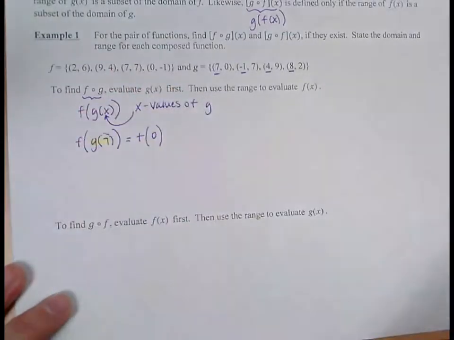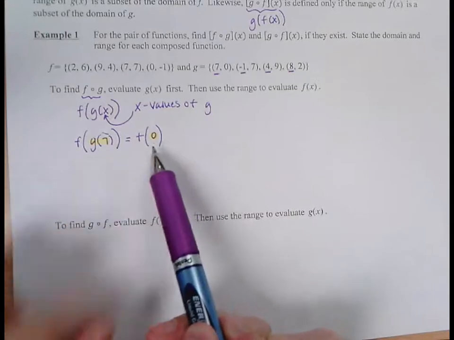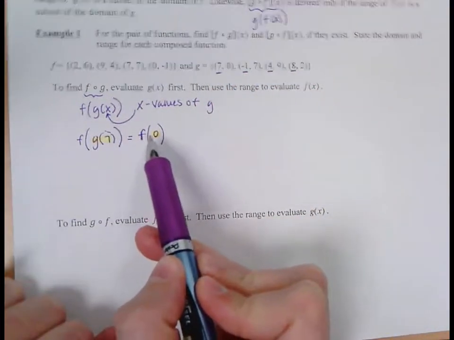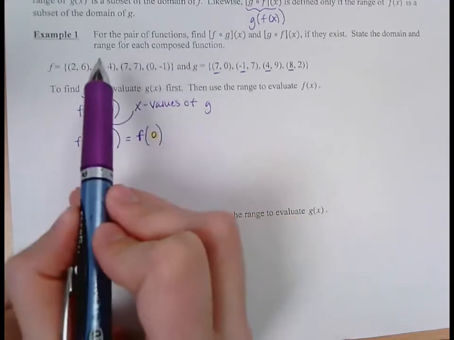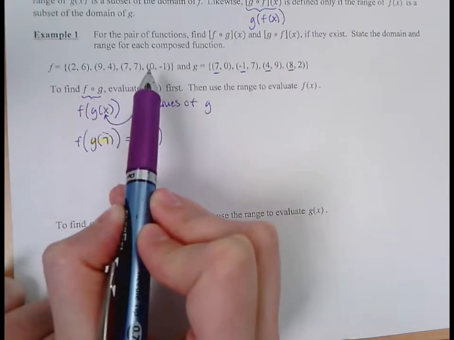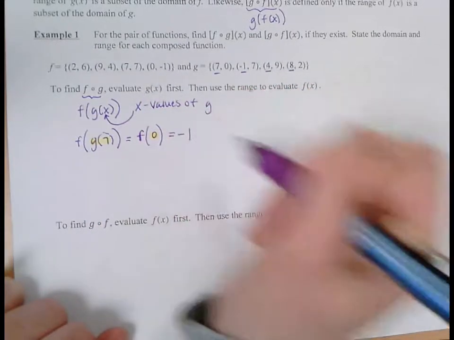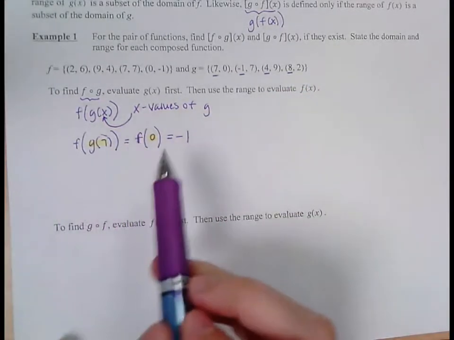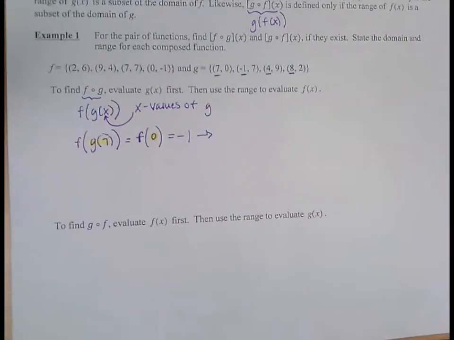So g of 7 means what's the y value for g when x is 7, and that's 0. Then, this now tells me, this is an f here, to evaluate what is f of 0. So now I have to look at the function f, and I have to see if any of those ordered pairs have an x value of 0, which the last one does, and that y value is negative 1. So this then equals negative 1. Okay, and I have 3 more of these to go through. So if you didn't quite follow that, you'll see in the next ones. It might take a couple for you to fully see where everything's coming from.